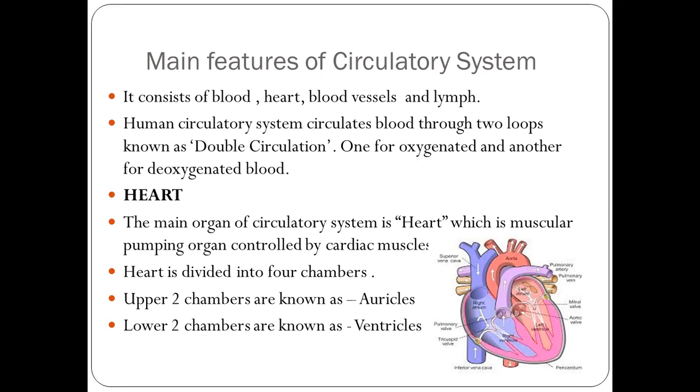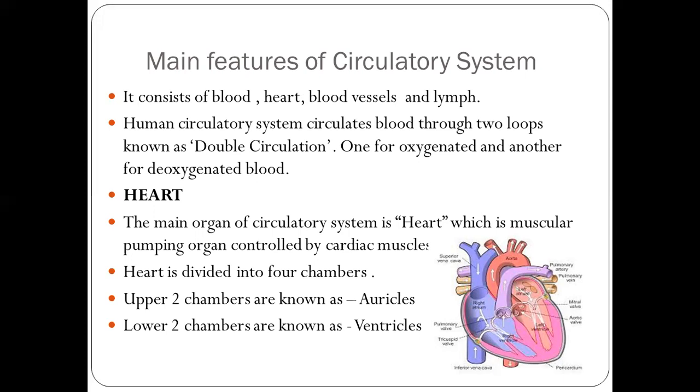Okay, the main features of circulatory system is it consists of blood, heart, blood vessels, and lymph. So there is a huge network of blood vessels all over our body, and the heart works as a pumping organ. The human circulatory system has a significant feature, that is, it has double circulation. So there are two loops. One loop is for oxygenated blood and another is for deoxygenated blood.